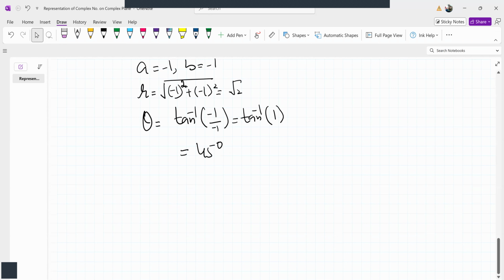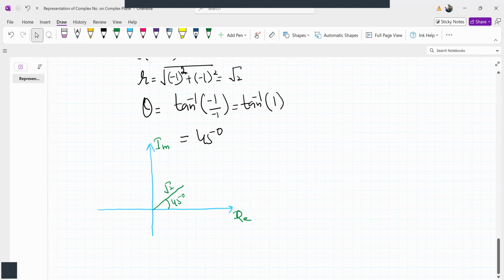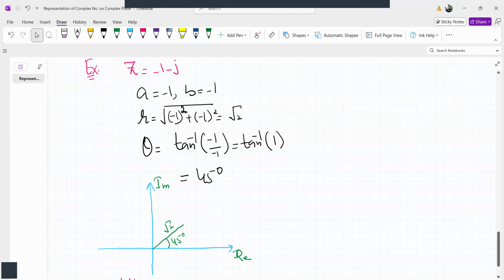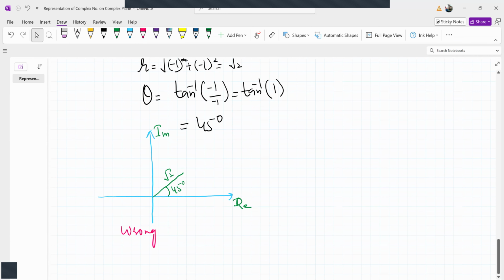So if I use this data and try to plot this complex number on a complex plane, what will be the result? The result is something like this. If I try to plot this using this data, this is the real axis, this is the imaginary axis. So I will draw a vector that makes an angle of 45 degrees with this, and the magnitude of this is root 2. So this is what the result is, but this is clearly wrong. Why is this wrong? Can you tell me why this is wrong? Because the vector clearly lies in the third quadrant, because here both real and imaginary parts are negative. The vector clearly lies somewhere here.